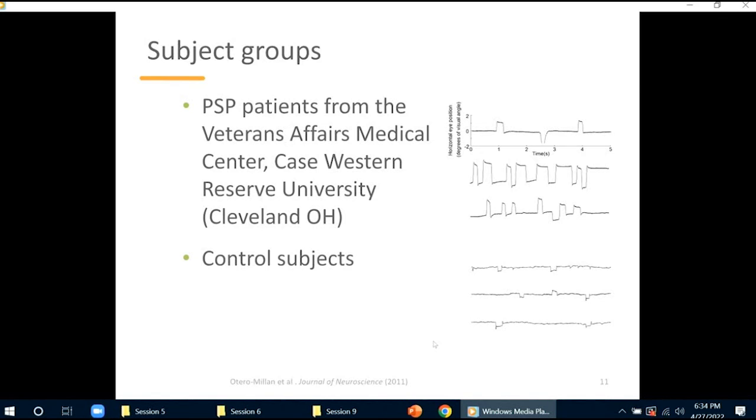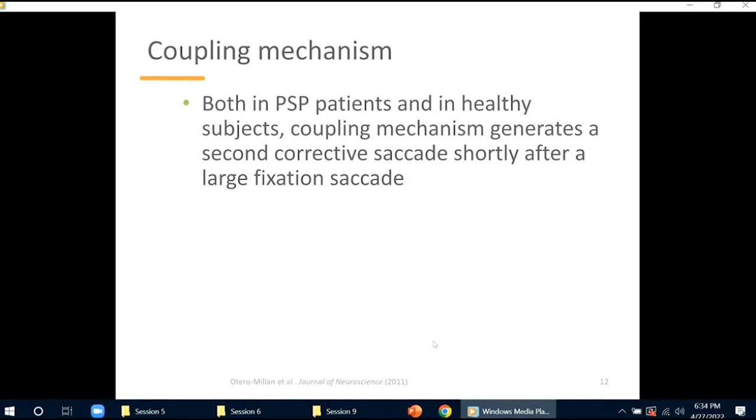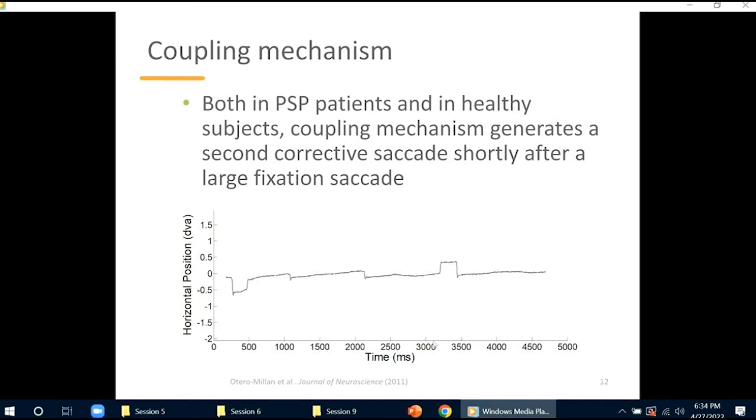physiological in eye movements. And we found, for instance, that both in PSP patients and in healthy subjects, the coupling mechanism that returns the eye to fixation after the first saccade is produced is comparable in both healthy subjects and in PSP patients and patients of other movement disorders. So here we have, for instance, 2 fairly large saccades in an eye trace.